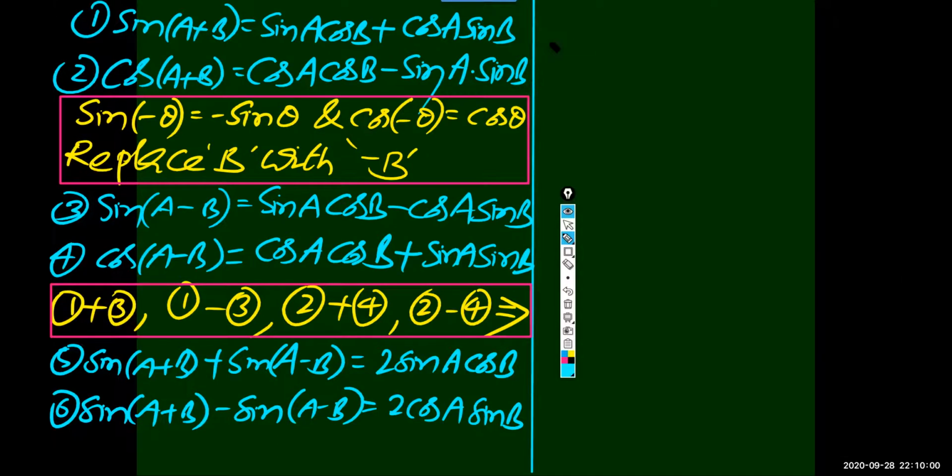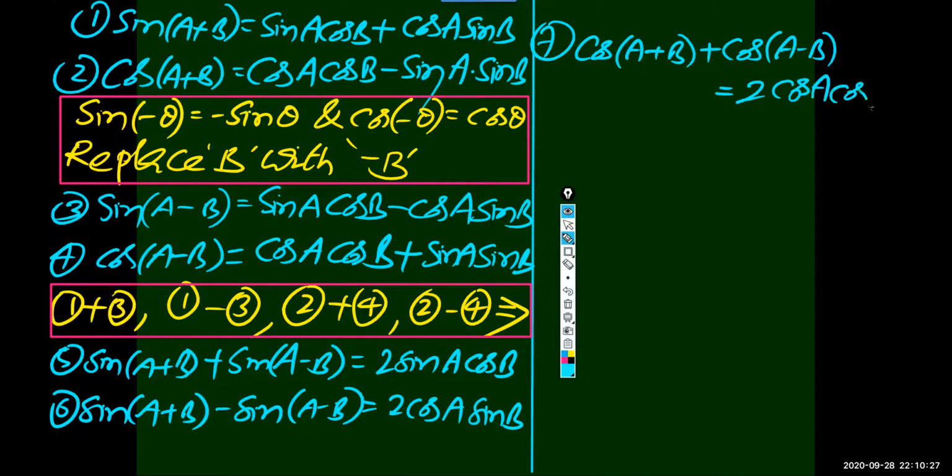7. Next, 2 plus 4. That is cos of A plus B plus cos of A minus B. That's 2 cos A cos B. Very good. What did you say? These two are getting cancelled: cos A cos B minus sine A sine B. Getting cancelled, 2 cos a cos b remains. Correct? Next. Come on, tell me.